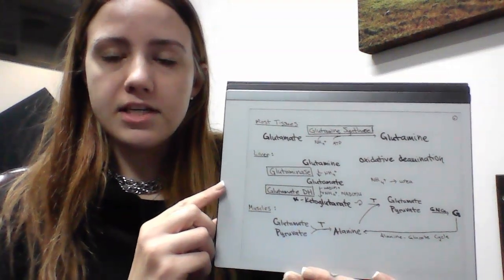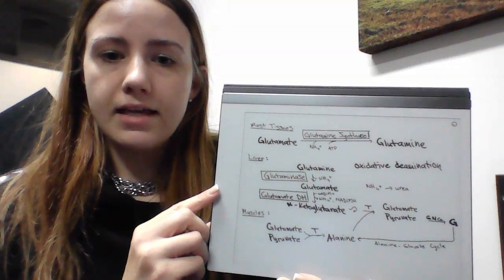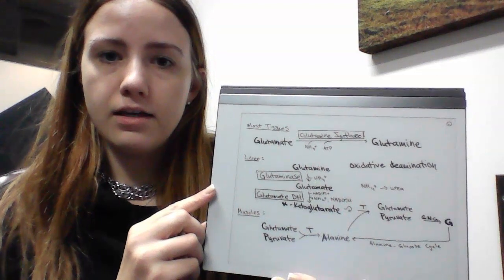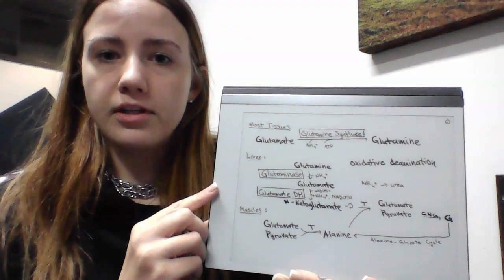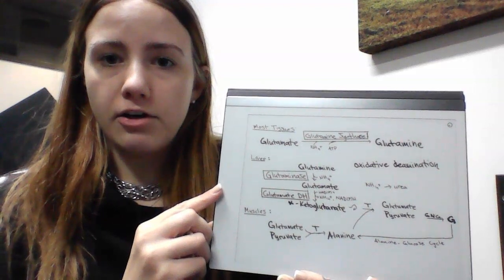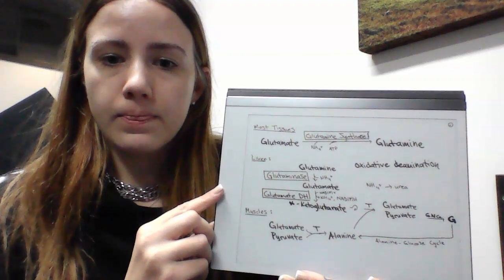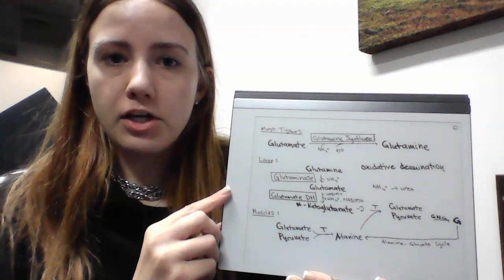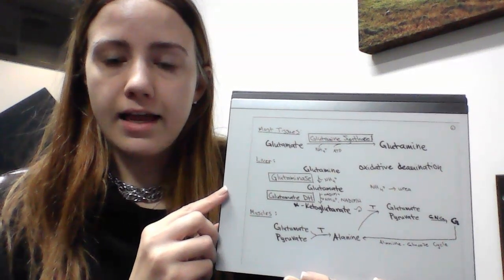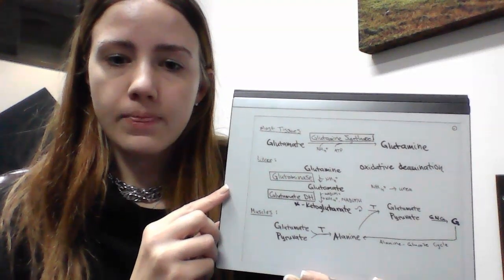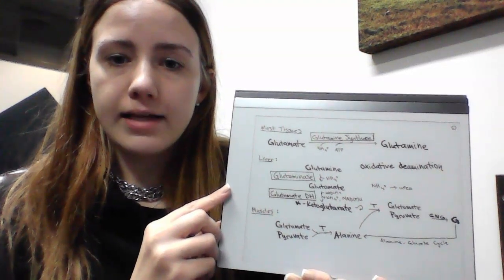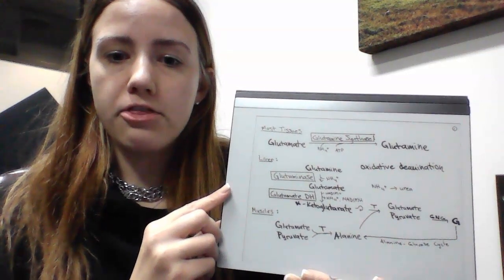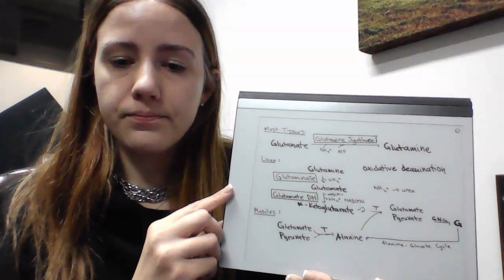So in most tissues in the body, glutamate is combined with ammonia to form glutamine. Ammonia is generally in the form of the ammonium ion in our body. This reaction is catalyzed by glutamine synthetase and requires ATP. In the liver, glutamine is hydrolyzed back into glutamate through the glutaminase enzyme.